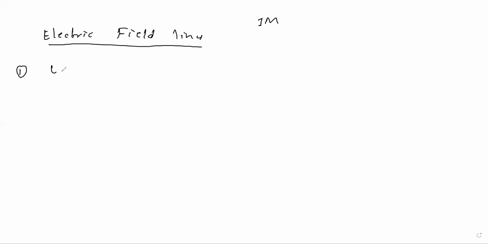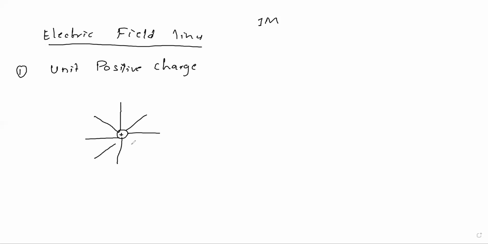Okay, first, if I consider a unit positive charge, what will be the diagram for a unit positive charge? You all know that it is very simple. As it is a positive charge, it will be radially outwards, always radially outwards. So draw the lines like this. Then draw in the middle, and put the arrow marks facing outwards. That's it. This is the electric field line representation for the unit positive charge.